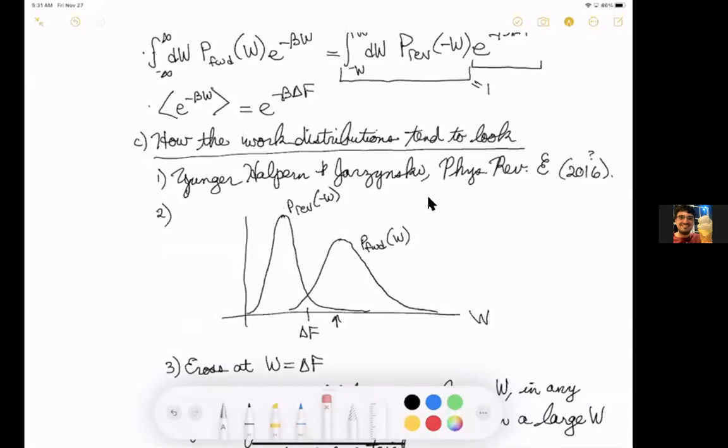Okay. One question is, are there fluctuation theorems for heat instead of work? Basically, there are fluctuation theorems for entropy production.